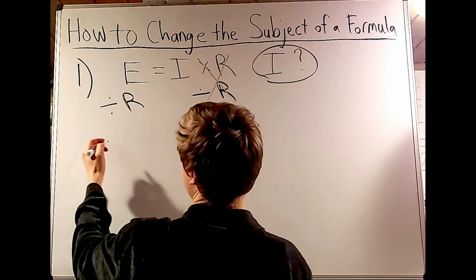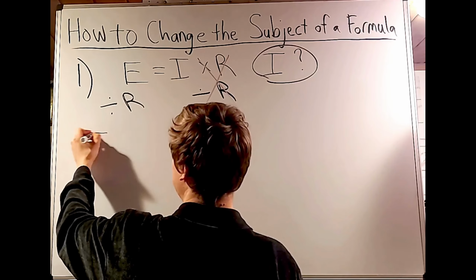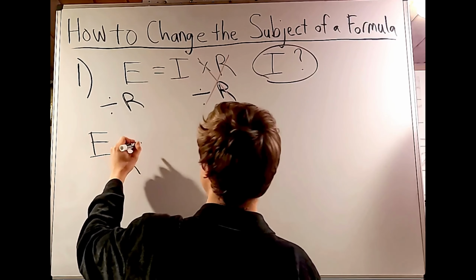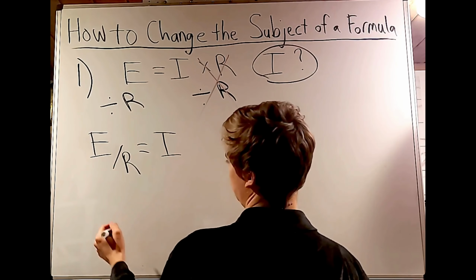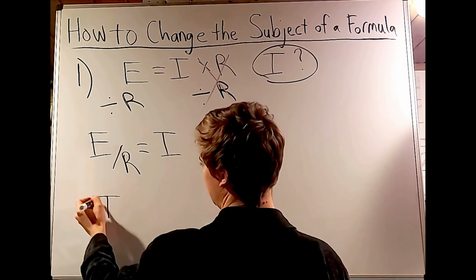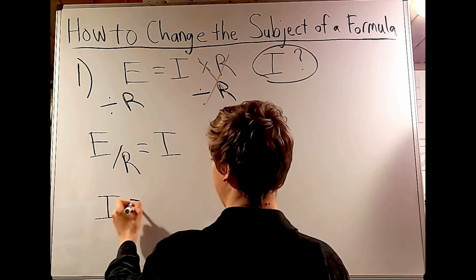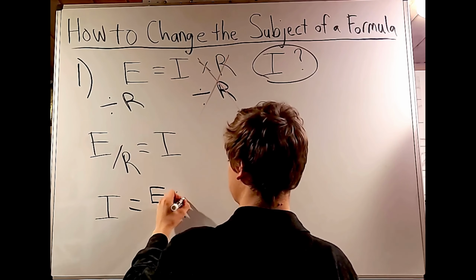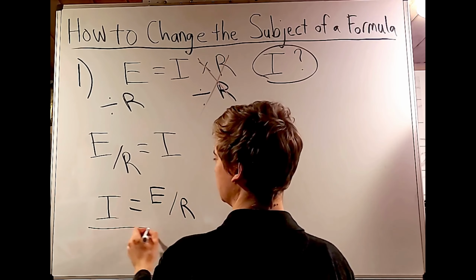Look on the other side, and we can see that we have an E, and now that is over the R, and that is equal to I. Now we've completed the formula, and it would be good to just flip it around and say I equals E over R. We can now see the subject of the formula has changed.